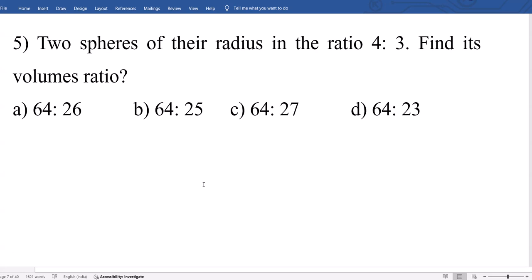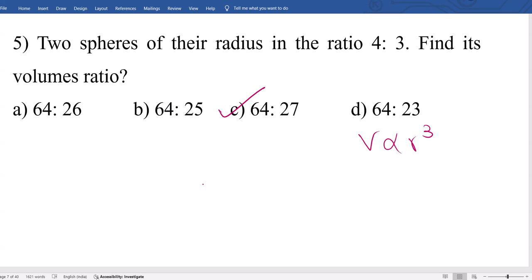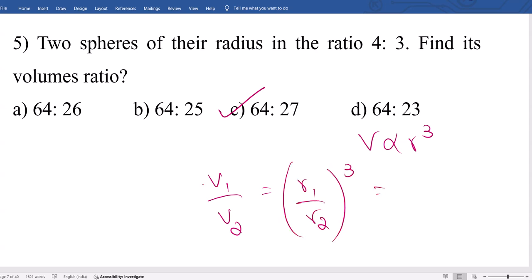The radius of the sphere is given, and we need the ratio of volumes. Volume is directly proportional, since 4 by 3 pi is constant. Volume of a sphere is directly proportional to r cubed. So the answer is 64 and 27. Volume of the first one divided by volume of the second one is r1 divided by r2 whole cube. r1 by r2 is 4 by 3. This is a straightforward question, an easy one.